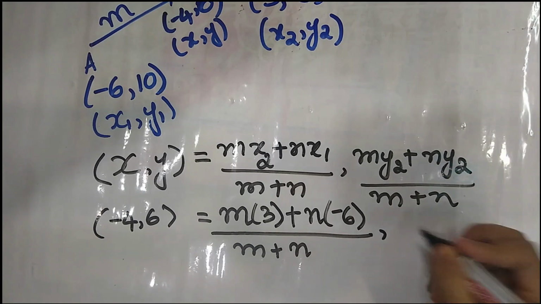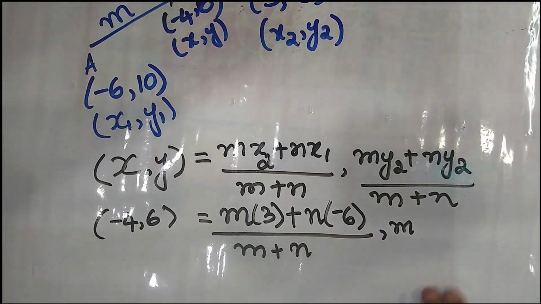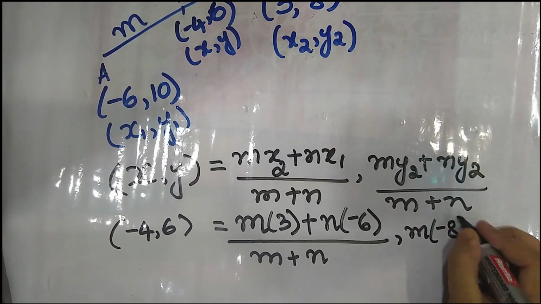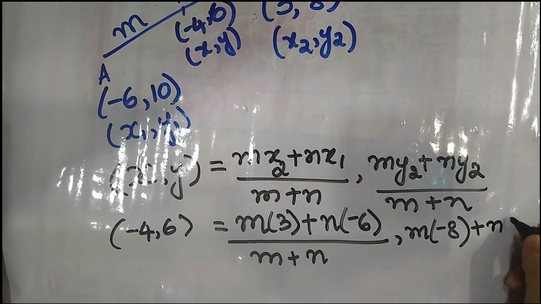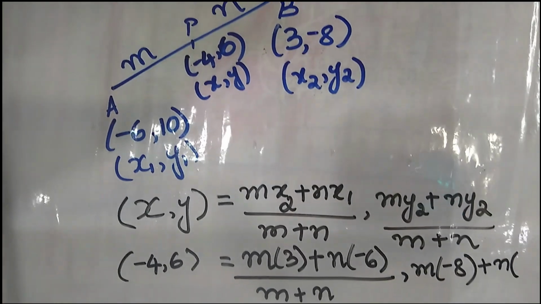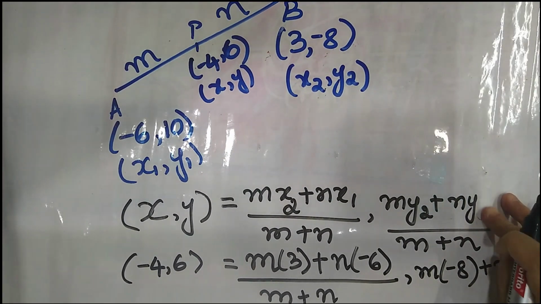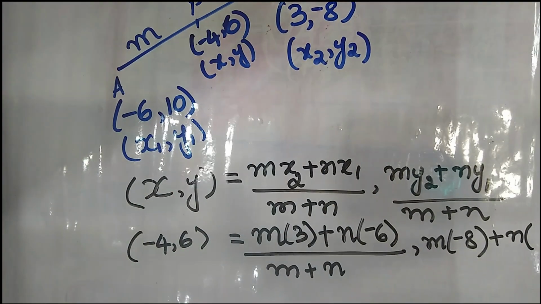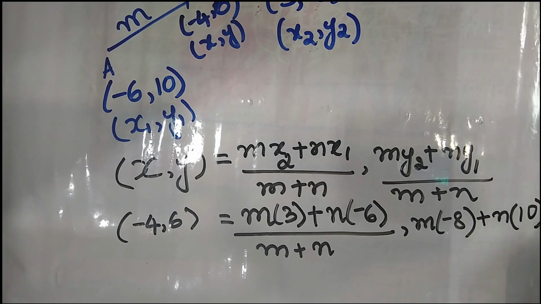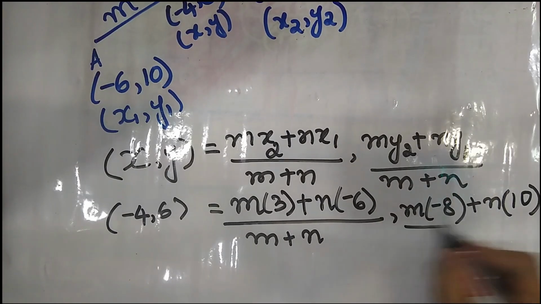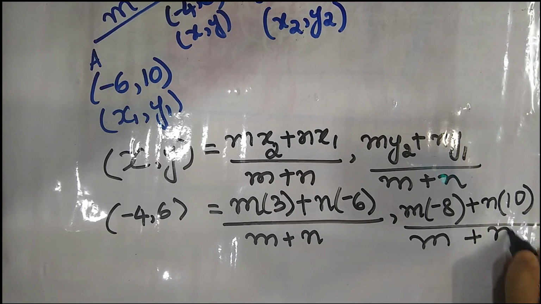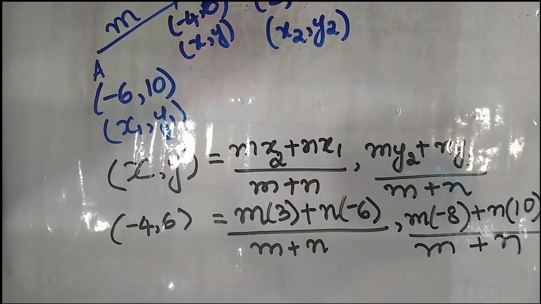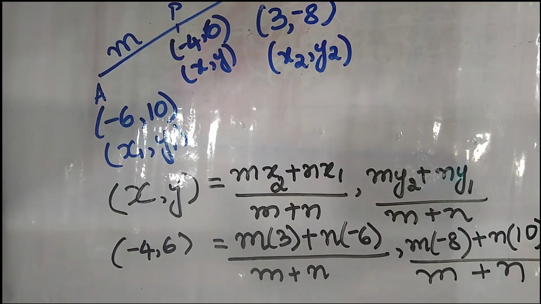Then here in this part m. Then what is y2? Y2 here is minus 8. So m into minus 8 plus n into what is y2? Sorry, the formula is y1. So what is y1? Y1 is 10. So we place 10 here. Now that will be divided by m plus n. Now for further calculation, let me just erase this part. I don't have space here, so let me just erase it and then I will do it from here.